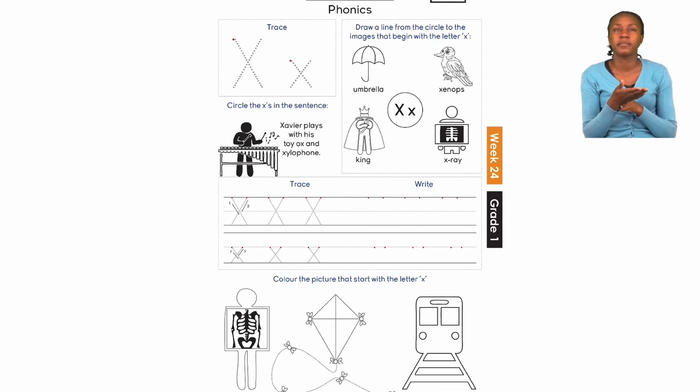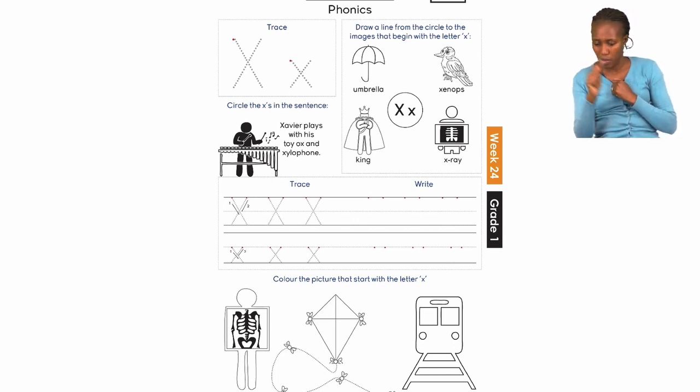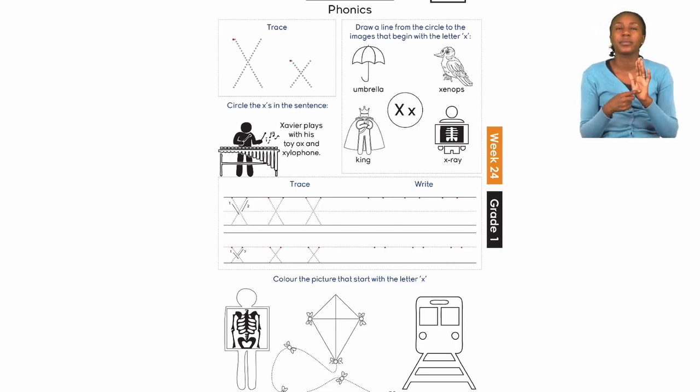In the next part, it says you have to circle the X's in the sentence. Now, let's quickly read this sentence. The sentence reads, Xavier plays with his toy ox and xylophone. One more time. Xavier plays with his toy ox and xylophone.